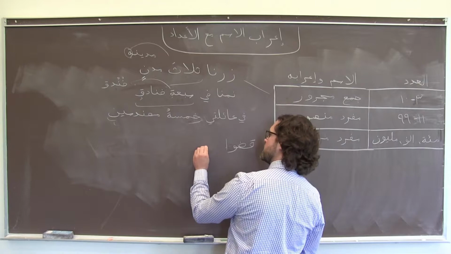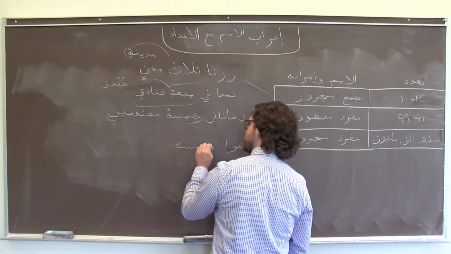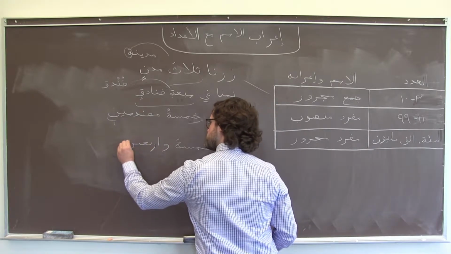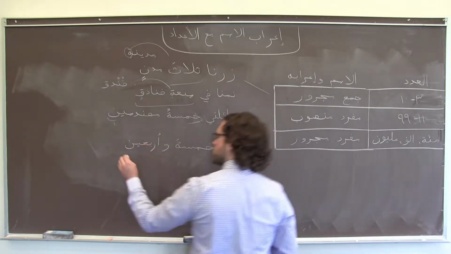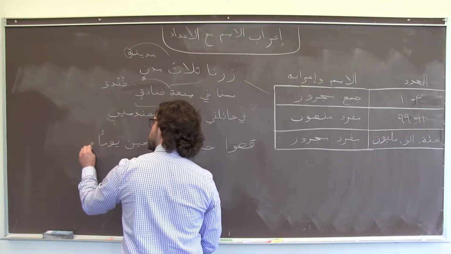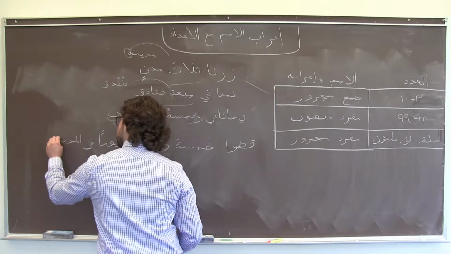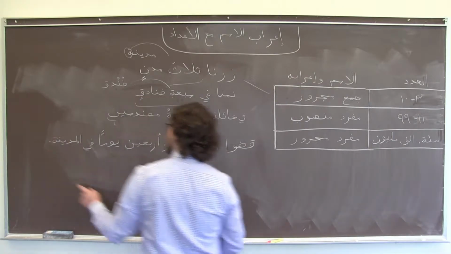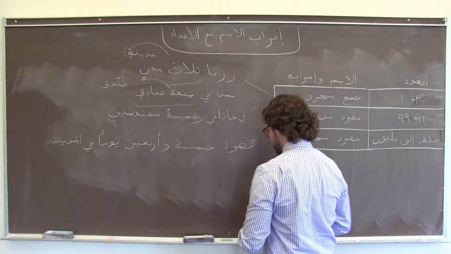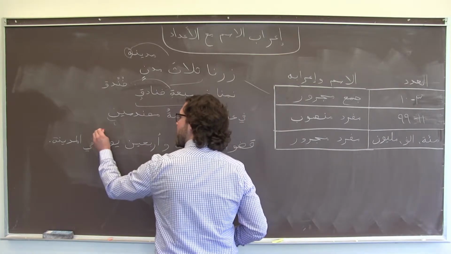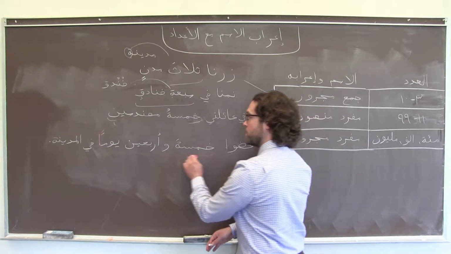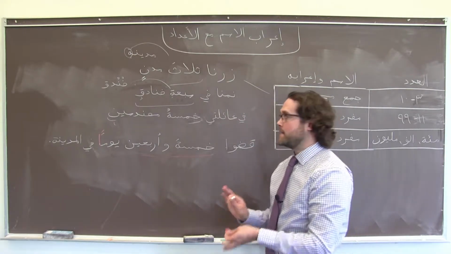45 would be خمسة وأربعين. قضوا 45 يوما في المدينة. Here, يوم has to be mansoob because it's coming after a number that is between 11 and 99.